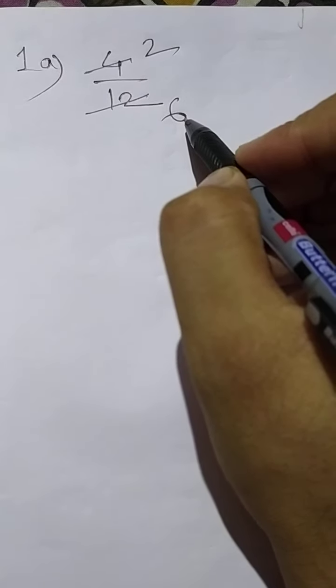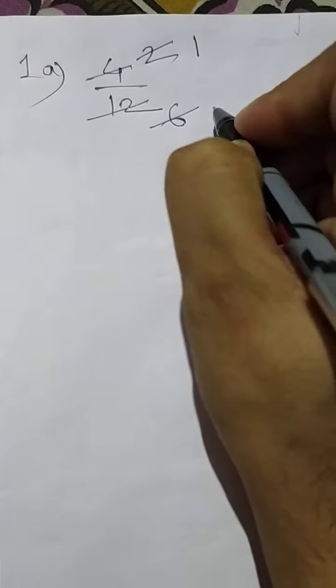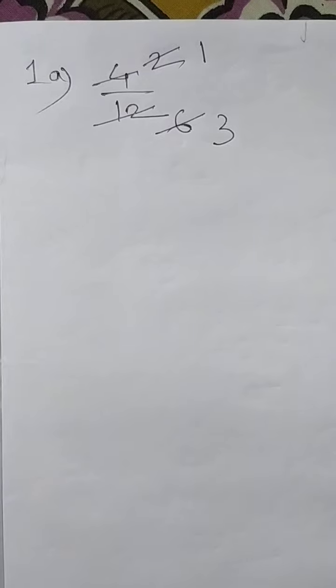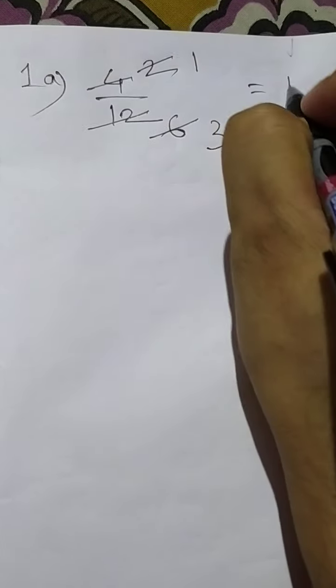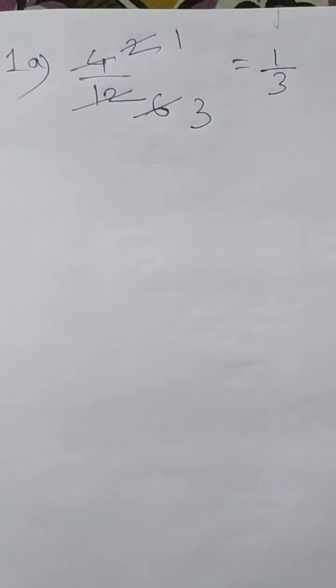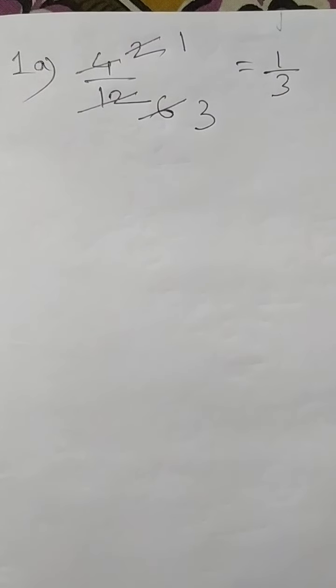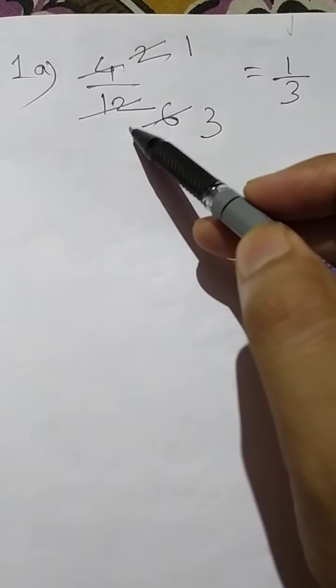Again 2 and 6 we can cancel with 2. 2 1s are 2 and 2 3s are 6. So this is the lowest term. Your answer is 1 by 3. Okay, so the lowest term of 4 by 12 is 1 by 3.